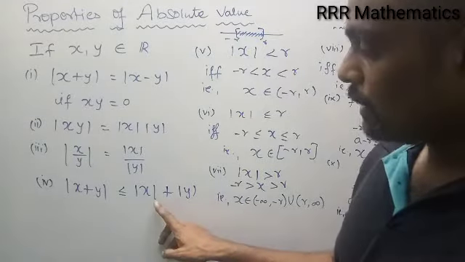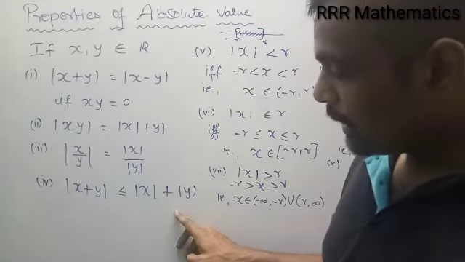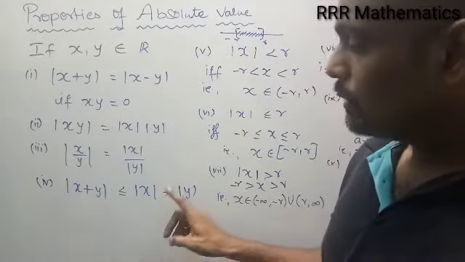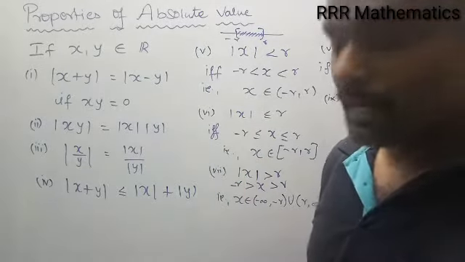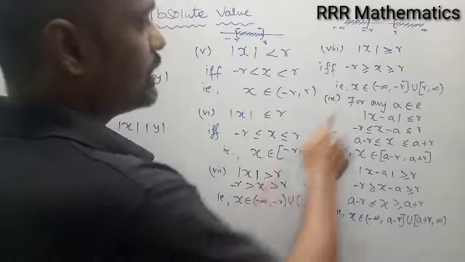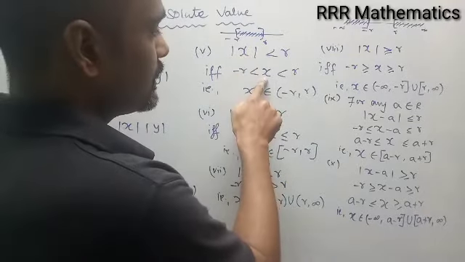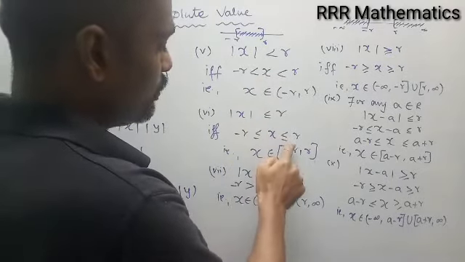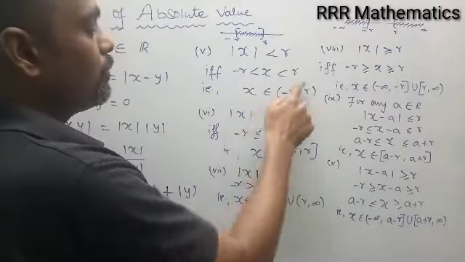Is it clear? So after taking modulus for x and y, both are positive. Then when you add, the sum is always greater than the difference of the values. So the sum of two numbers is always greater than the difference of the same two values. Is it clear? And modulus of x less than r, modulus of x less than or equal to r, modulus x greater than r, modulus x greater than or equal to r. In all the four cases, write inside the modulus x, same sign, on both sides. See, x same sign on both sides. I have plus r, write negative to positive.